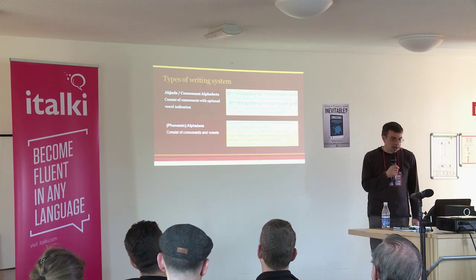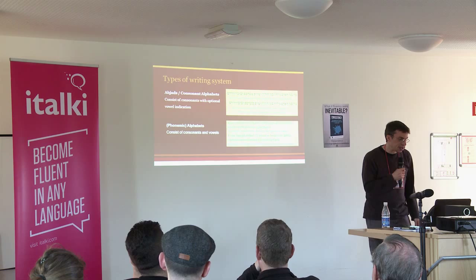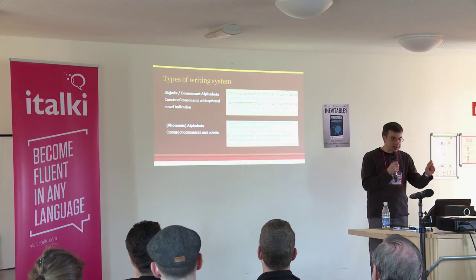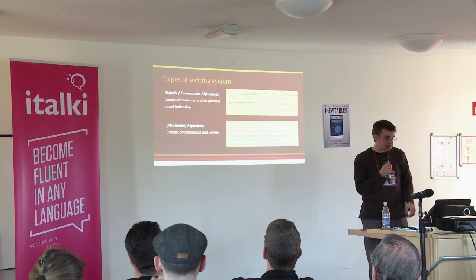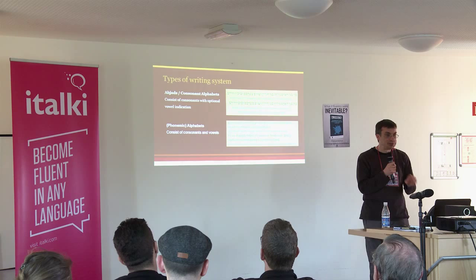Now, one type is the abjad, or consonant alphabet. And this is, you have consonants, which you write, and you can write vowels, but you don't have to, it's optional. So the first example is Hebrew, and the text at the top is how it's normally written, no vowels.